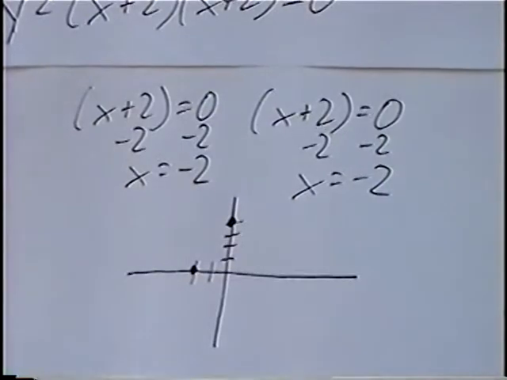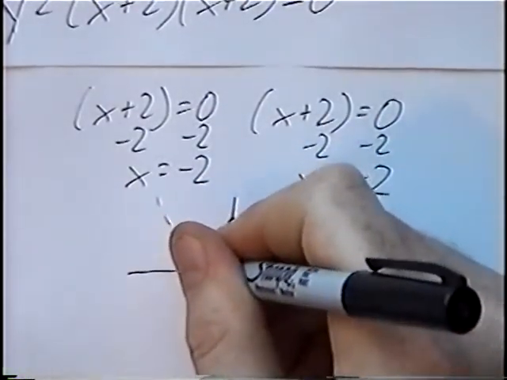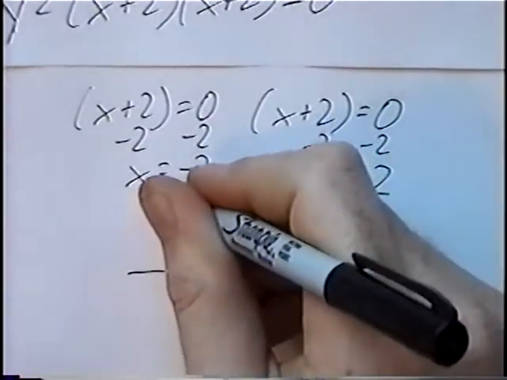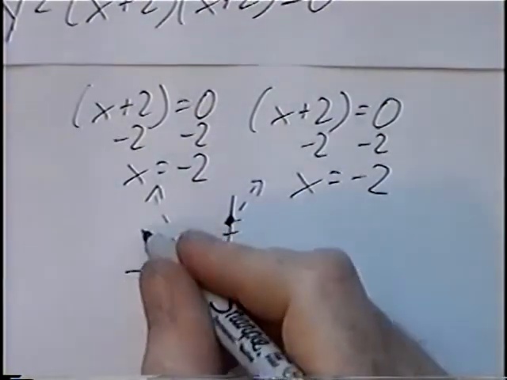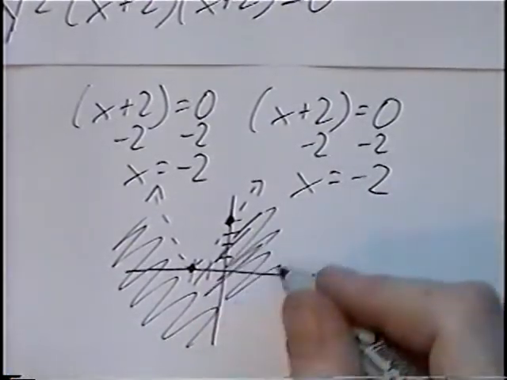Also, the inequality was less than. Less than would be a dashed line. So we'd have a parabola going through the vertex and the y-intercept, but it would be a dashed line instead of a solid line. And we had y is less than the equation. Y is less than means we want the smaller y values, everything on the bottom of the graph, which would be everything underneath the parabola. And that would be the graph for the question.